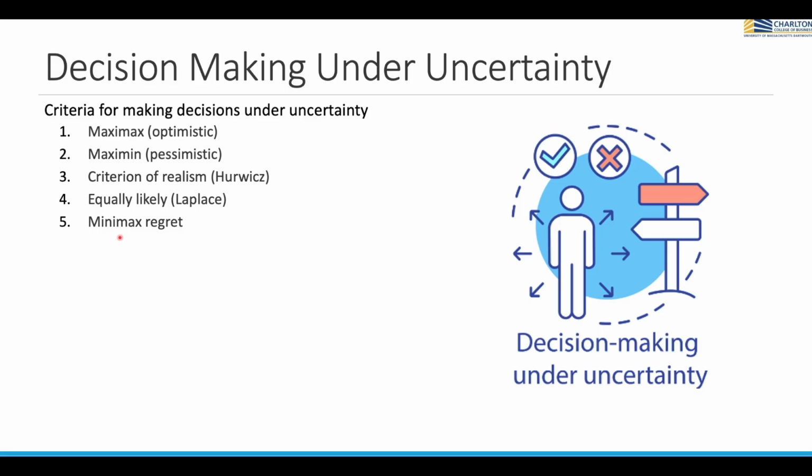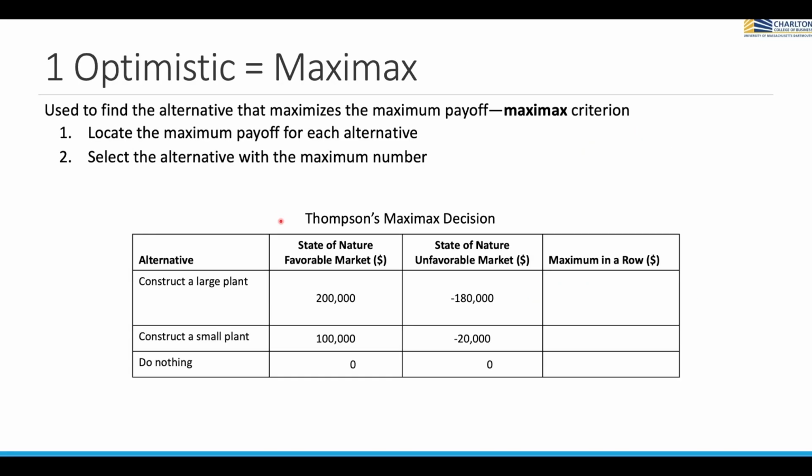Here are 5 general methods for making a decision under uncertainty: Maximax, Maximin, criterion of realism or Hurwitz criterion, Laplace criterion or equally likely, and Minimax. Let's discuss each of them. Using the Thompson Lumber Company example, let's apply the Maximax strategy.